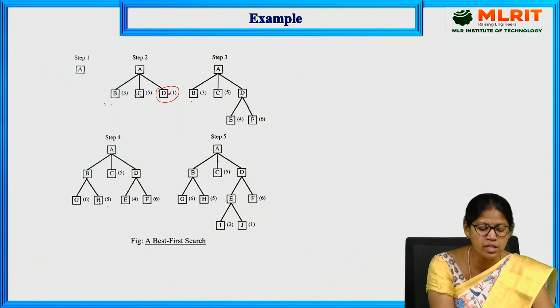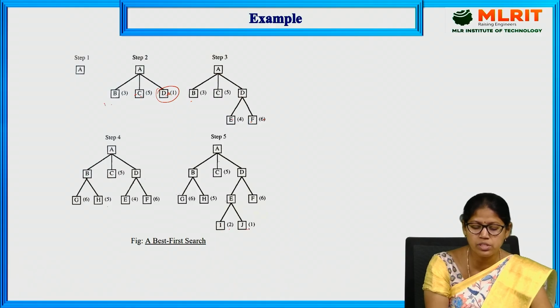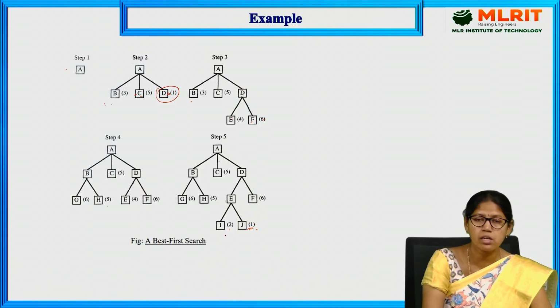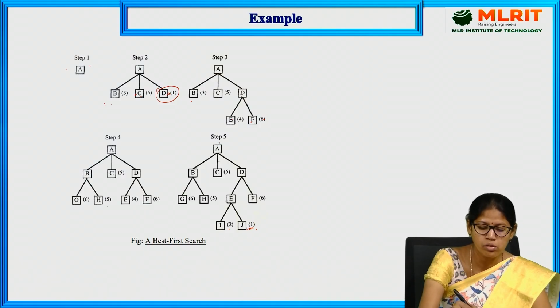G, 6, H, 5. Again, it will be compared: 6, 5, 4, 6. Which one has the lowest value? 4. Then 4 will be explored. I, 2, J, 1. So J is the goal node. A is the start node and J is the goal node. So the optimal path is A, D, E, J.